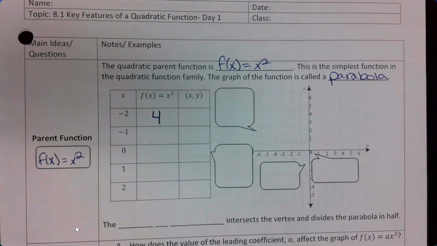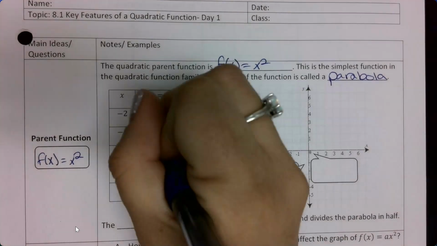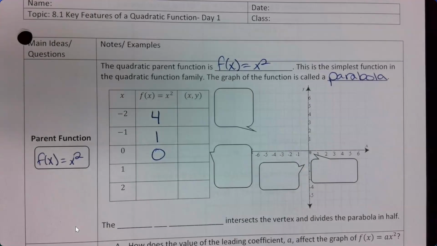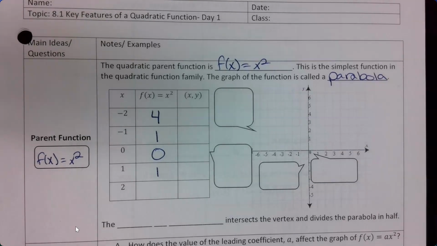And I want to do the same thing for -1. So what's -1 squared? Positive 1. 0 squared? 1 squared? 2 squared? 4.